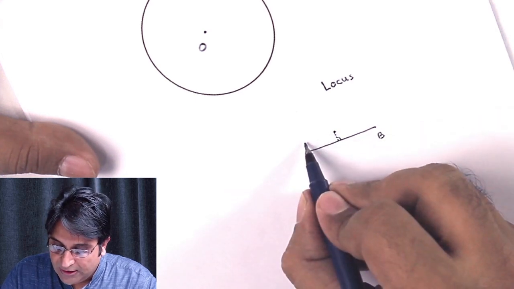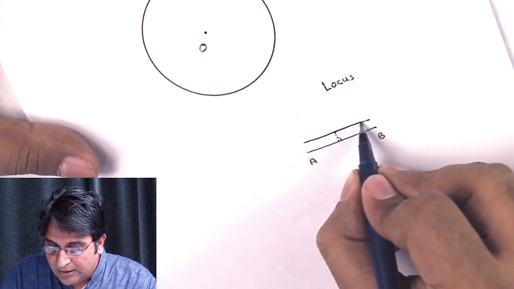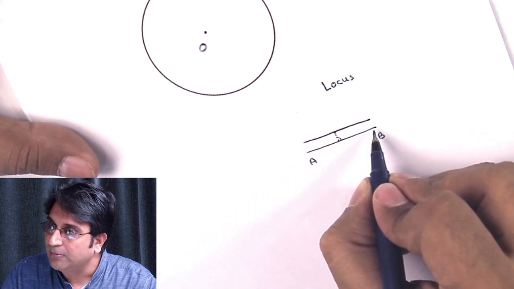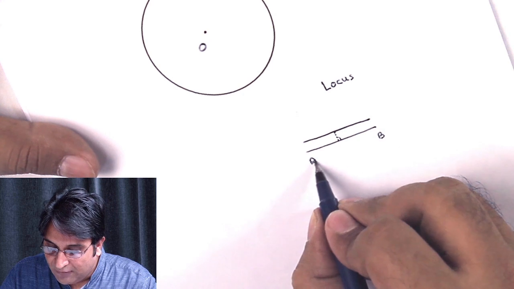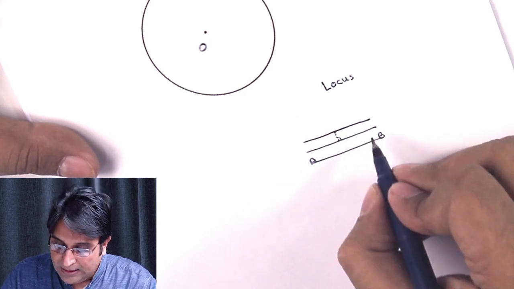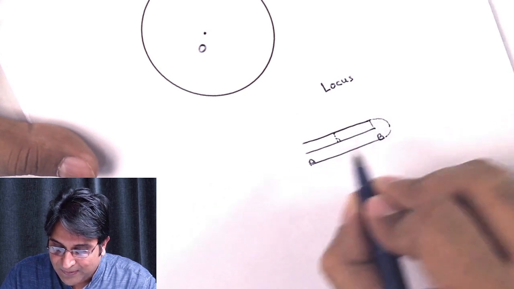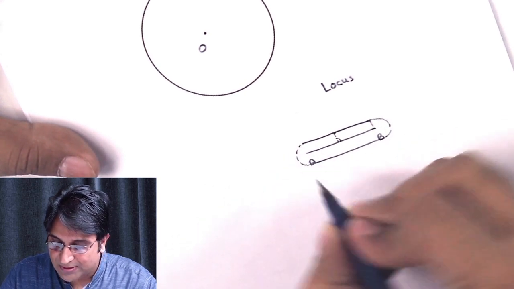So this point definitely, and then all the points on this line which is parallel to AB and 1 centimeter away from AB. Then on this side also you'll have all the points which are parallel to AB and 1 centimeter away. Then from here you'll have to make a semicircle, and from here you'll have to make a semicircle.